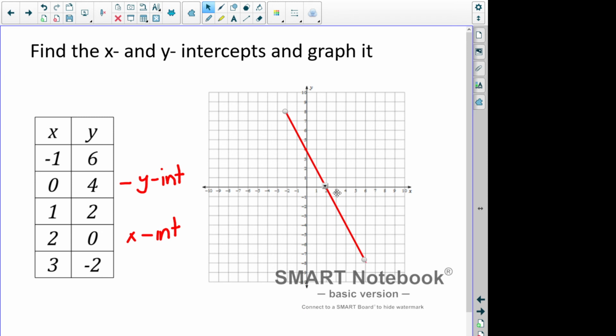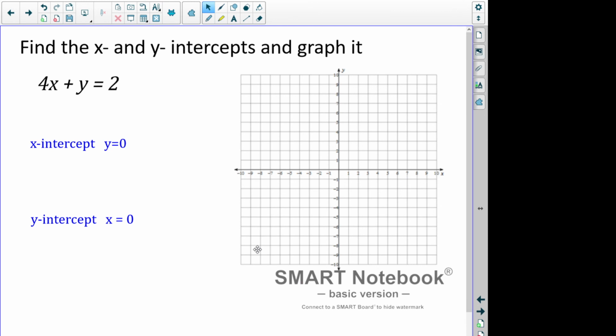And then 3, negative 2, right? So it's going through all those points. So I can see that's a pretty good graph of that line. But I didn't have to graph every single point. I didn't have to do all 5 of these points. Just identifying the intercepts and graphing those.